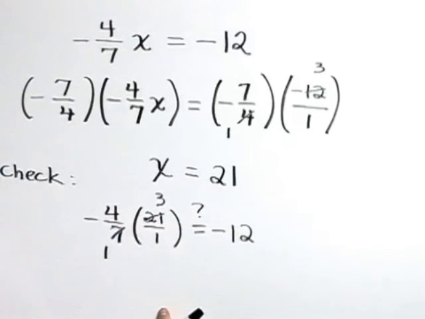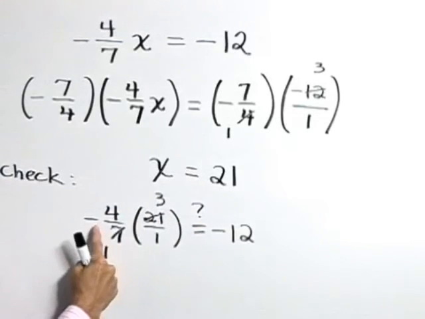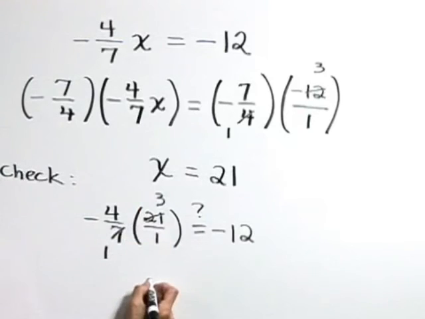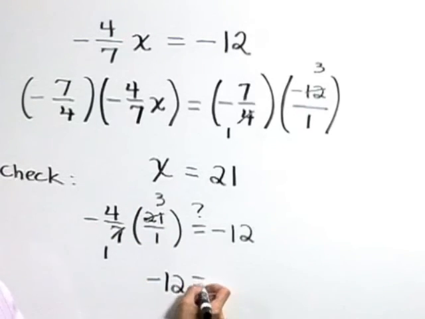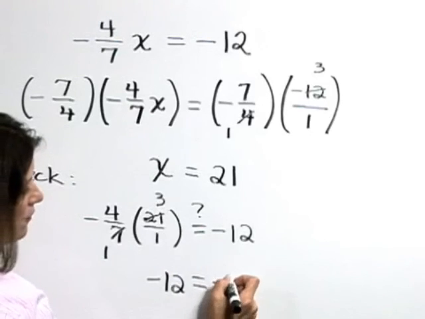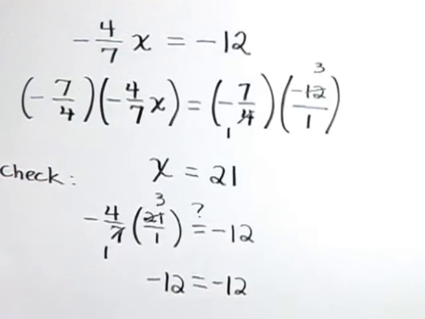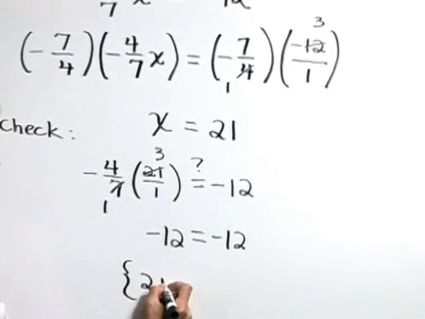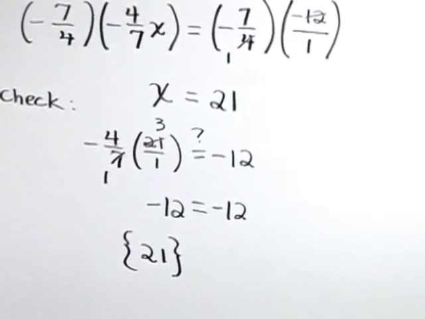Multiplying straight across on top and bottom. Negative 4 times 3 gives a negative 12. In the denominator, we have a product of 1. And indeed, negative 12 is equal to negative 12. That's a true statement. Therefore, the solution to this equation is the number 21.